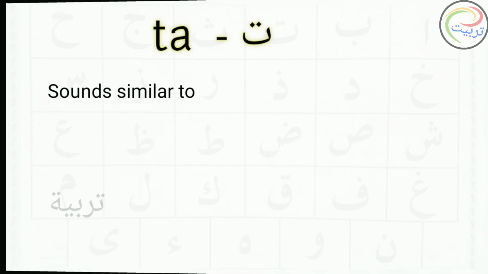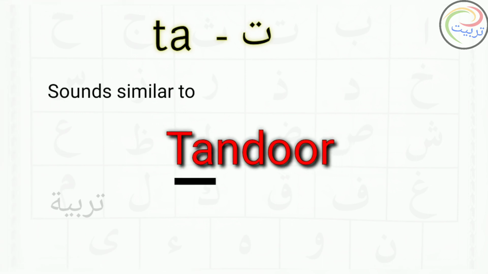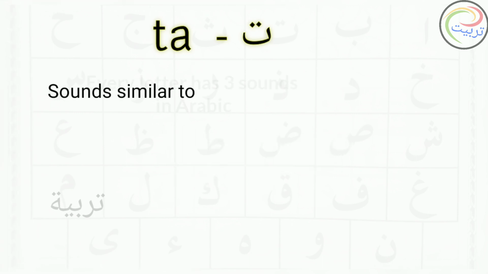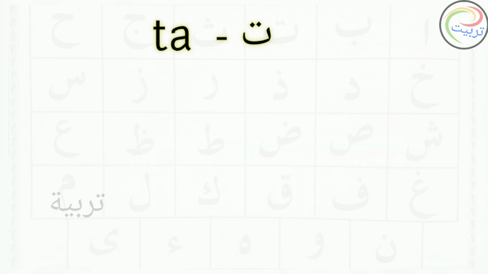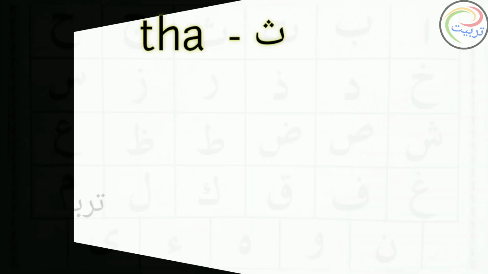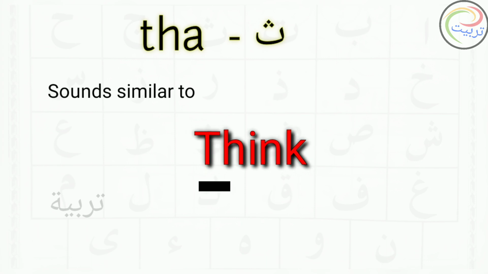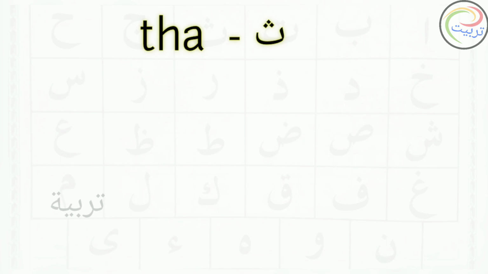Next letter, Ta. Ta sound in Tandoor. So the 3 sounds for Ta are Ta in Tandoor, T in timber, Tu in tour. Next letter is quite tricky. Tha sound in think. The 3 sounds are Tha, Thi, Thu. Don't worry, I'll make another video with a brief explanation of this letter.